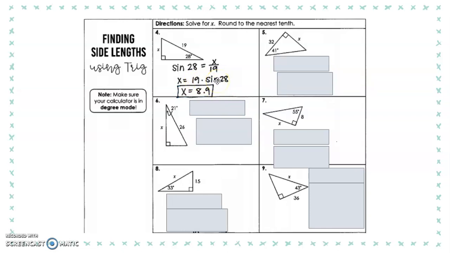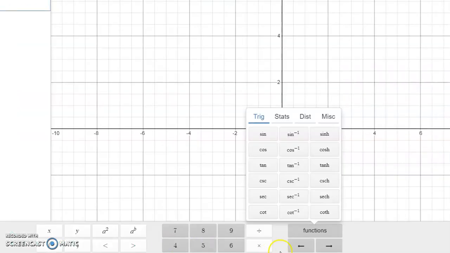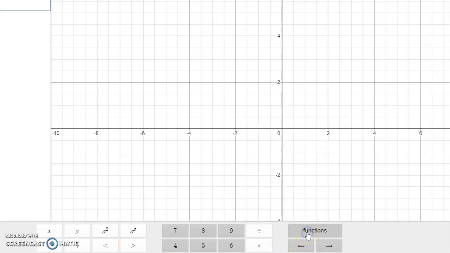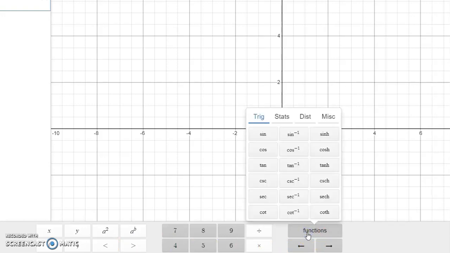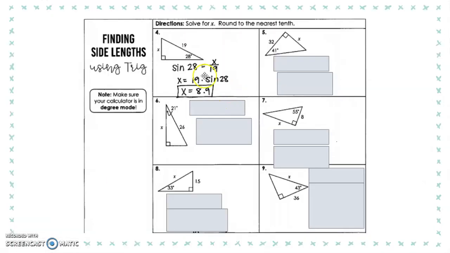We are actually going to type 19 sine of 28 into the calculator in one complete row. When we look at Desmos, we get all of our trig functions when we hit the functions button in our keyboard. So once I hit functions, I get sine, cosine, and tangent. Once we type that into the calculator, we're going to round to the nearest tenths place, just like our instructions said.